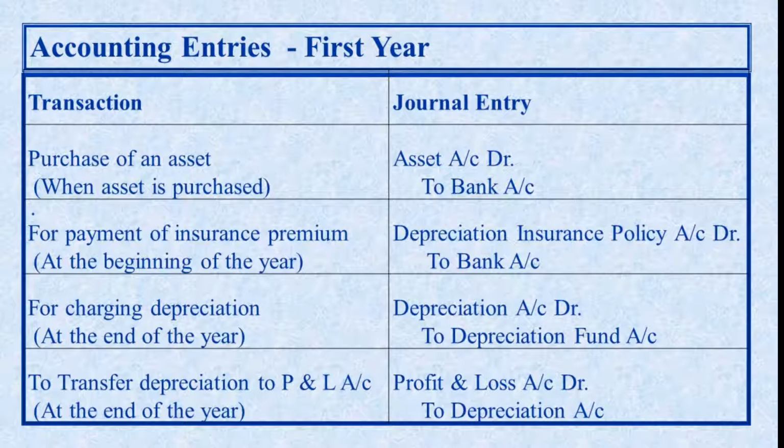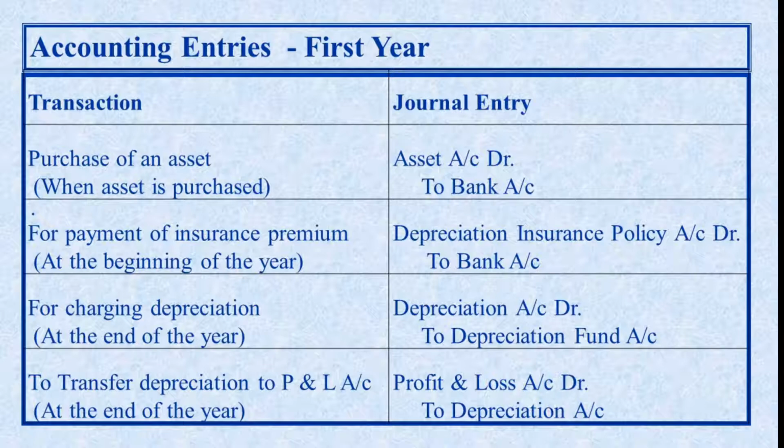The third entry is passed at the end of the first year for depreciation charged. The amount charged as depreciation is debited to depreciation account and credited to depreciation fund account. That is, the entry for depreciation charged is depreciation account debit to depreciation fund account.